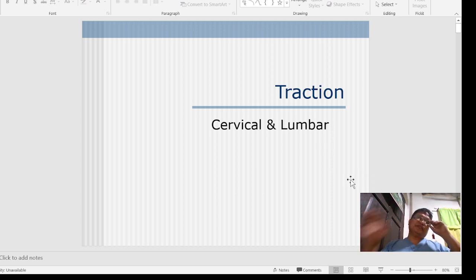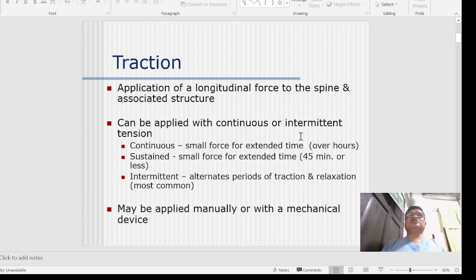So today we are going to discuss traction. Traction can be applied in both lumbar and cervical. Traction is the application of longitudinal force to the spine and associated structures. It can be applied with continuous or intermittent tension. What we usually use is intermittent, no? Because there is an on and off time.